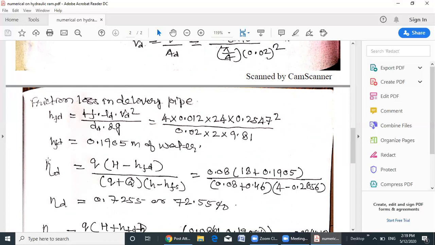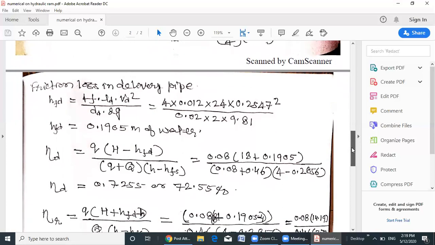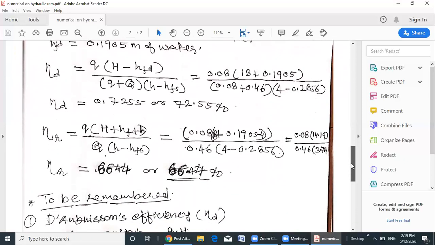Now we will calculate D'Aubuisson efficiency, eta suffix D. It is nothing but it is q in bracket capital H minus hfd over in bracket small q plus capital Q, bracket close and bracket open, small h minus hfs. By putting these values here and calculating, we will get 0.7255, that is 72.55% of the D'Aubuisson efficiency.